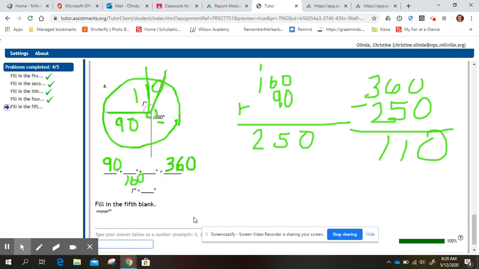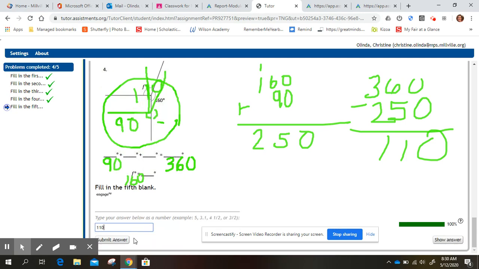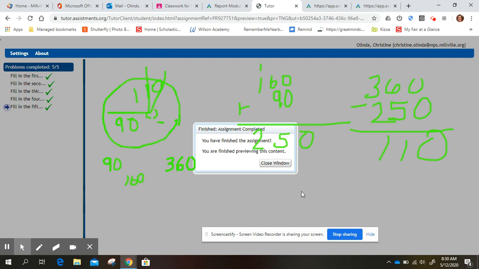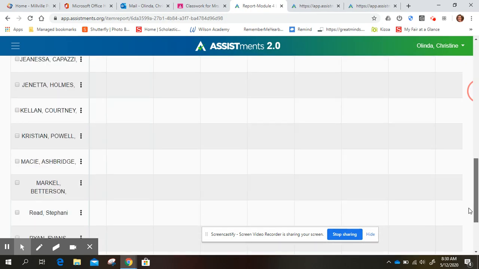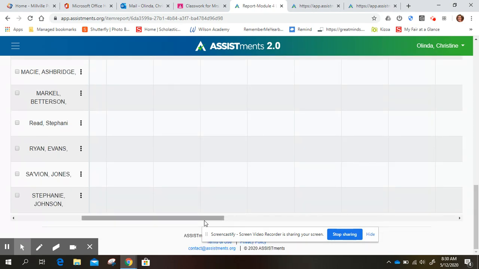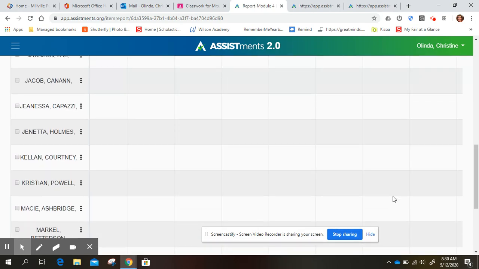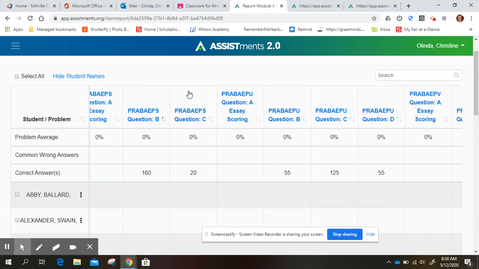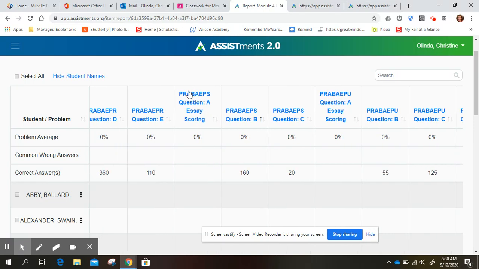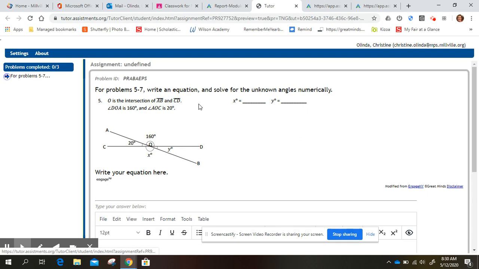And our next problem. And then the fifth blank, that missing angle was 110 degrees. Let me make sure I type that right. Yep. And we go to the next one. Good job. All right, so that was, let me move down. See what I have here. And I believe we need this one. Yes, number 5.